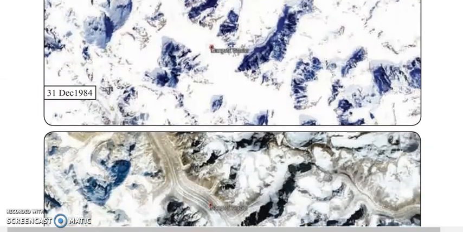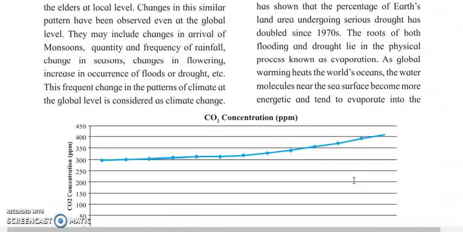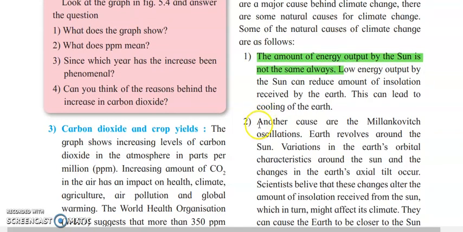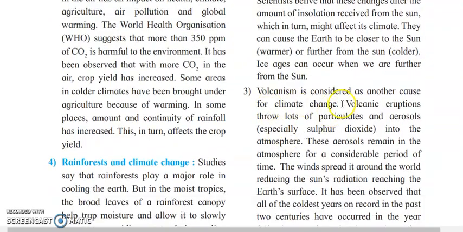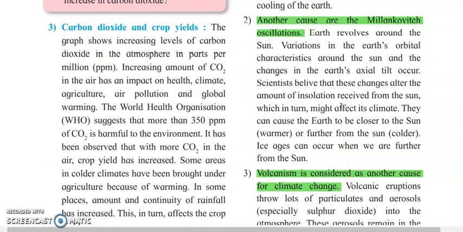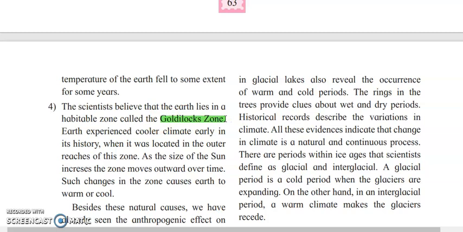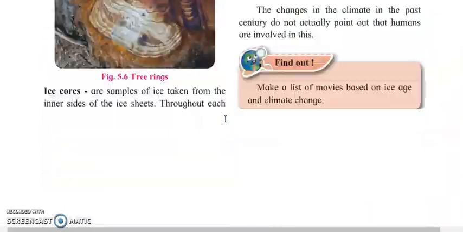So here are the points which you can write directly for this answer. That is, the amount of energy released is not same always. Then you can write about Milankovitch oscillation. You can also write about the volcanism which is responsible for the change in the climate. Okay, and also you can talk about Goldilocks zone. So these are the natural things which are not made by man, and because of these things also there is a tremendous change in the climate which you can mention in this answer.